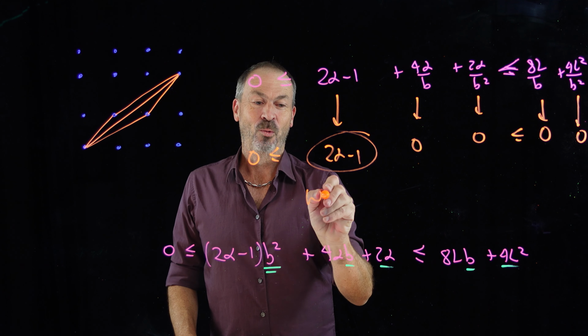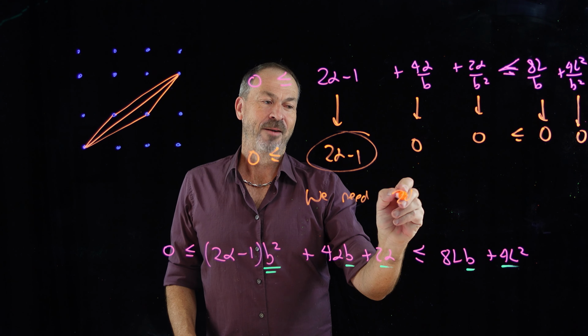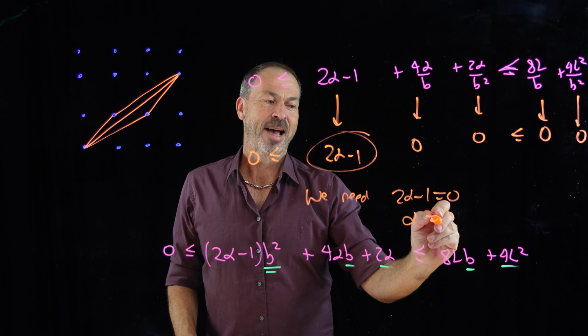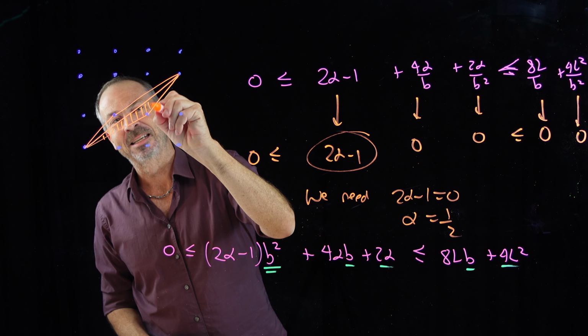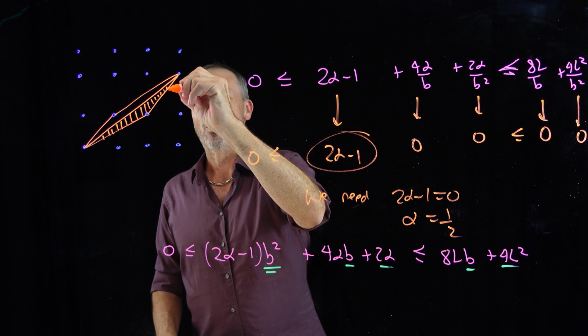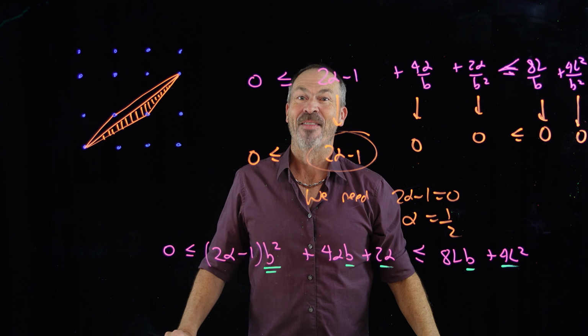We need 2 alpha minus 1 to be 0. Alpha has to be 1/2. The area of this triangle has to indeed be 1/2. Whoa, that was crazy, but there it is.